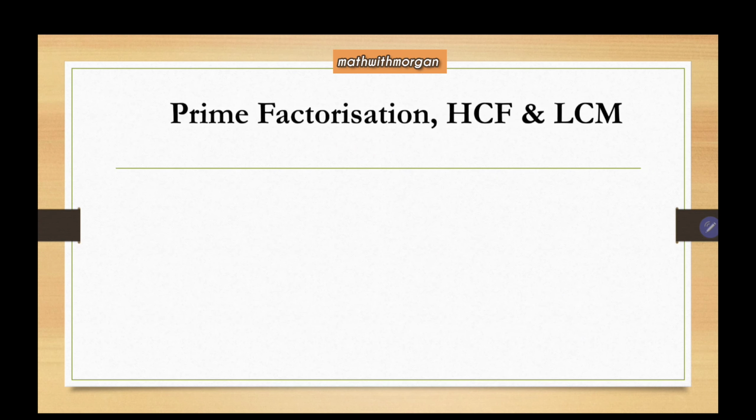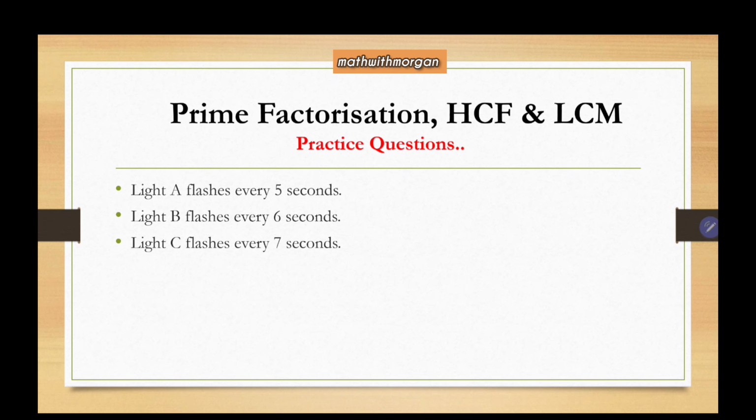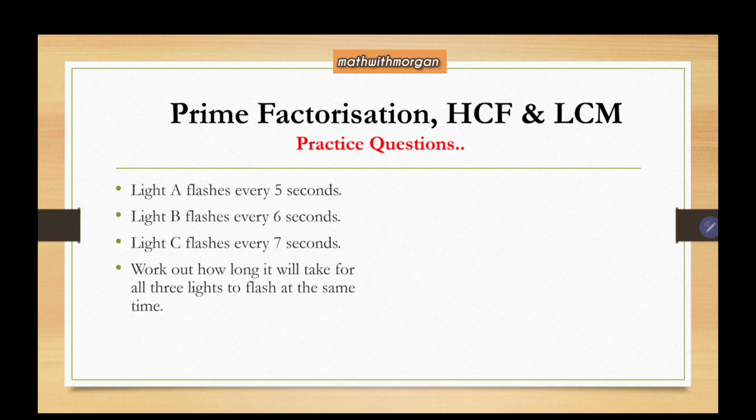Okay, moving on. Light A flashes every 5 seconds. Light B flashes every 6 seconds. Light C flashes every 7 seconds. Work out how long it would take for all 3 lights to flash at the same time. So you want to find out the amount of time that will pass before they flash again. So what does that mean? We're looking for the least common multiple of time right here.